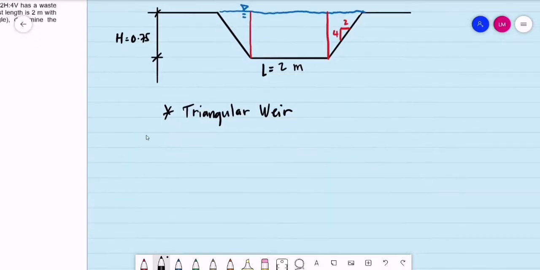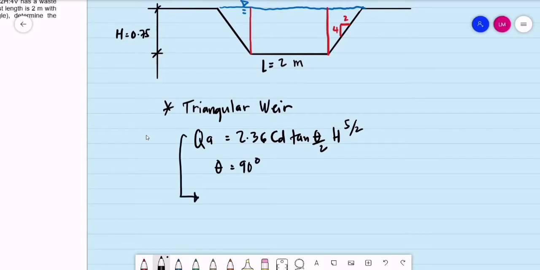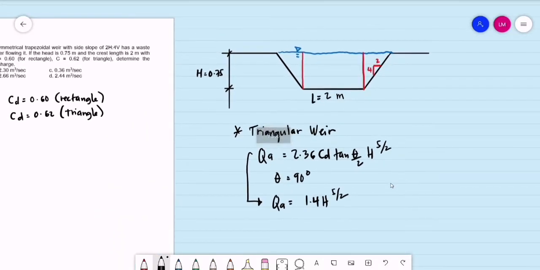Kapag triangular weir yung usapan, we have the flow rate actual is equal to 2.36 coefficient of discharge, the tangent of theta over 2 multiplied by the head raised to 5/2. Ito yung parang kapag ordinary triangular weir. For the case naman, for example, na yung value ng theta is equal to 90 degrees, pwede daw minsan i-compute yung flow rate actual equal to 1.4 times the h raised to 5 over 2. Just in case may encounter natin yung special case na yan. So 90 degrees, 1.4 h raised to 5 over 2.